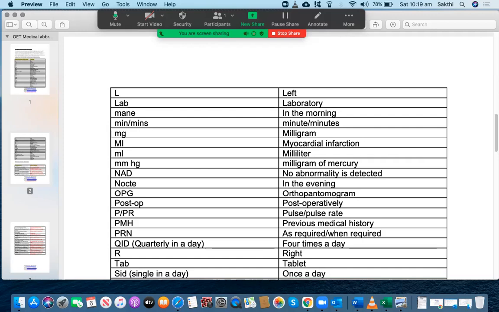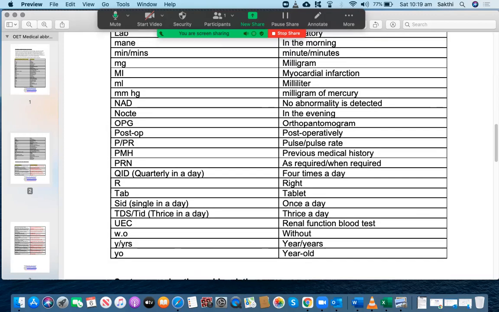OPG means orthopantomogram. Post-op means post-operatively. PR means pulse or pulse rate. PMH means previous medical history. PRN means as required or when required. QID means, look at these words, quarterly in a day, which means 4 times a day. R could be right. Tab means tablet.